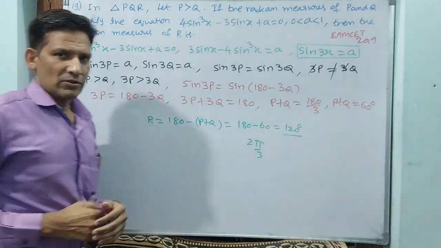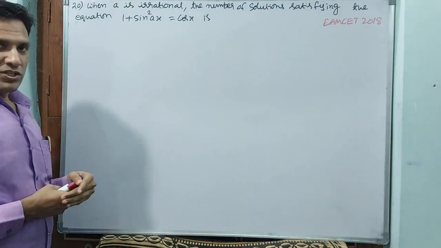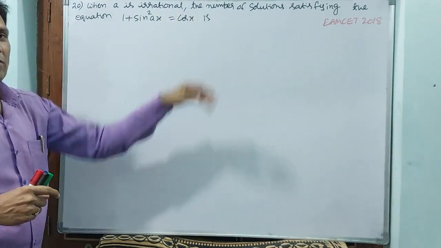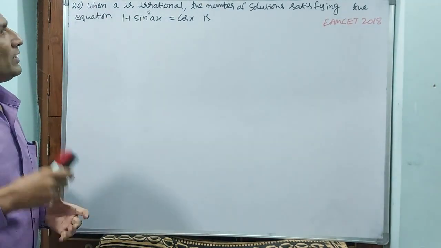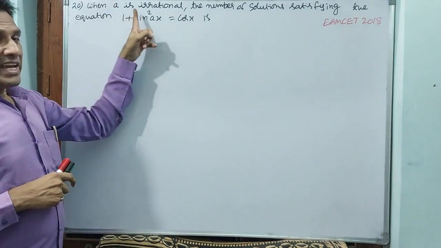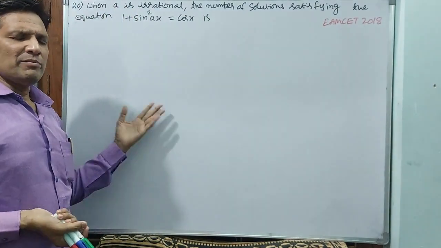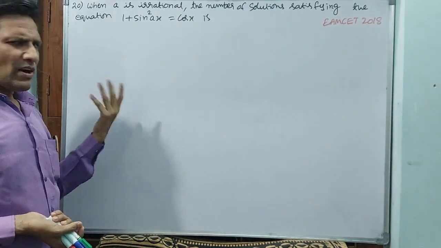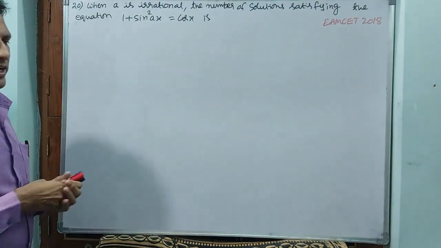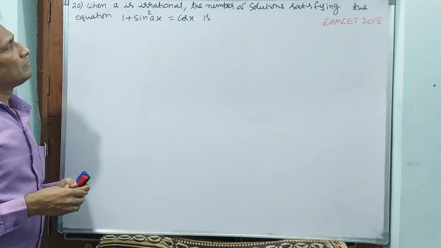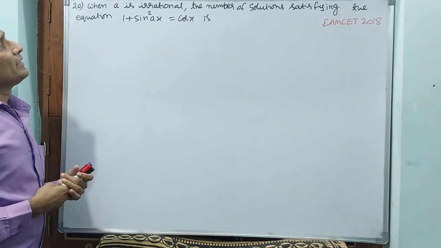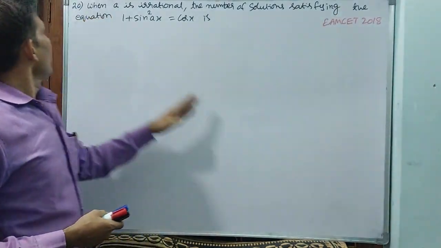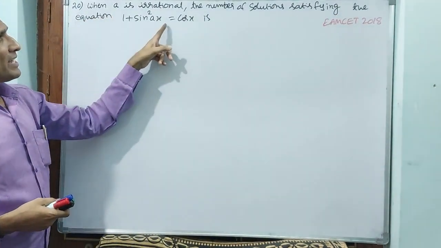Okay, let us go for the next question. See, this question is also a logical question. Unless you think logically or carefully, you are unable to solve this question also, like the earlier question. You see what they have given? When A is irrational, okay, let it be. Irrational means it may be root 3 by 2 or root 3 or 1 by root 2 or 1 by root 3, whatever it may be, we don't know. Irrational means we cannot write in proper form. And the number of solutions satisfying the equation 1 plus sine square ax is equal to cos x.